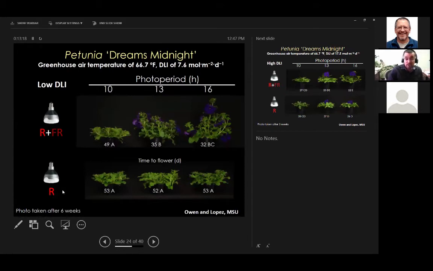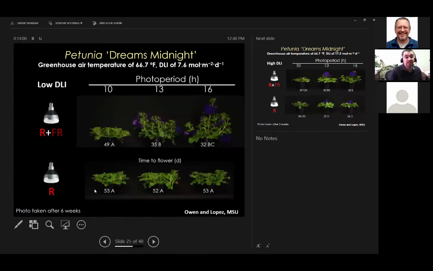So again, we know that petunia is a long day plant. When we grow it under a 10-hour photoperiod, for this particular cultivar, we see that flowering is delayed. It will eventually flower, so this is a facultative long day plant. Under a 13-hour photoperiod, when we have red and far red light, we see that the plants flowered in 35 days. Under a 16-hour photoperiod, the plants flowered 3 days faster. However, when we provided the photoperiod with red light alone, we see a very large delay in flowering, no matter if the photoperiod was 10 hours or 16 hours.